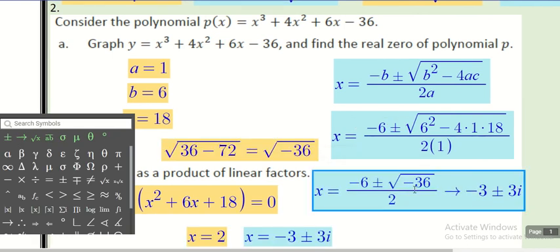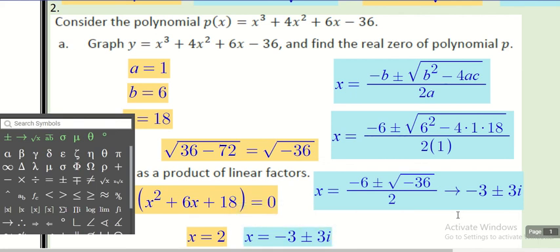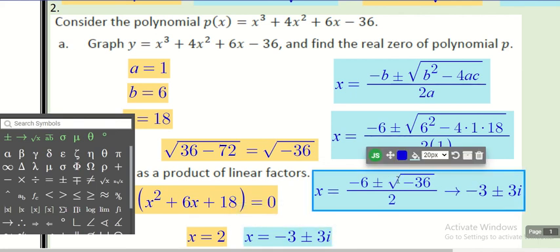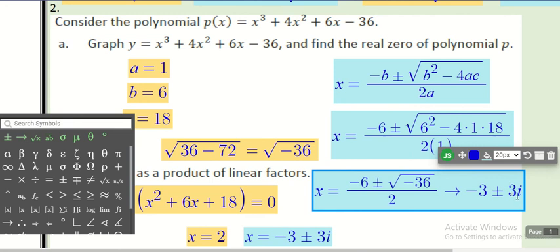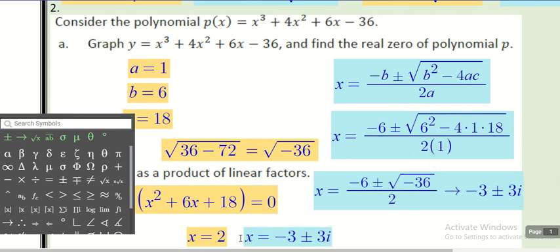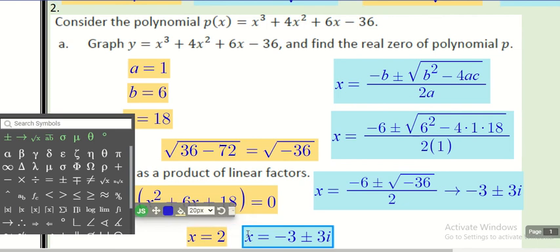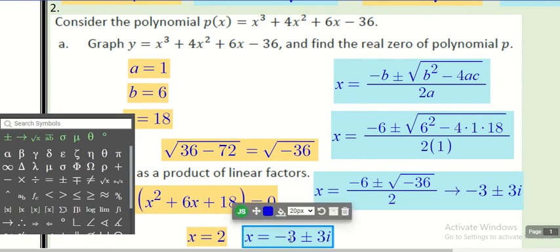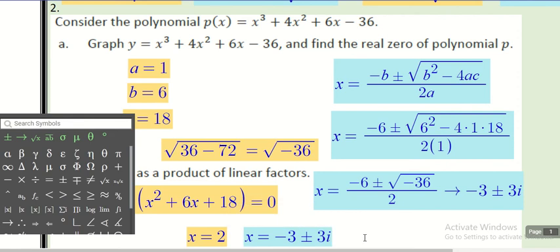So once we have our discriminant, we put that back in the quadratic formula, and then we just simplify. Negative 6 divided by 2 is negative 3. The square root of negative 36 is 6i. Divide by 2, you get 3i. And our result is the first root we found by the graph, x equals 2. The other two roots, negative 3 plus or minus 3i.